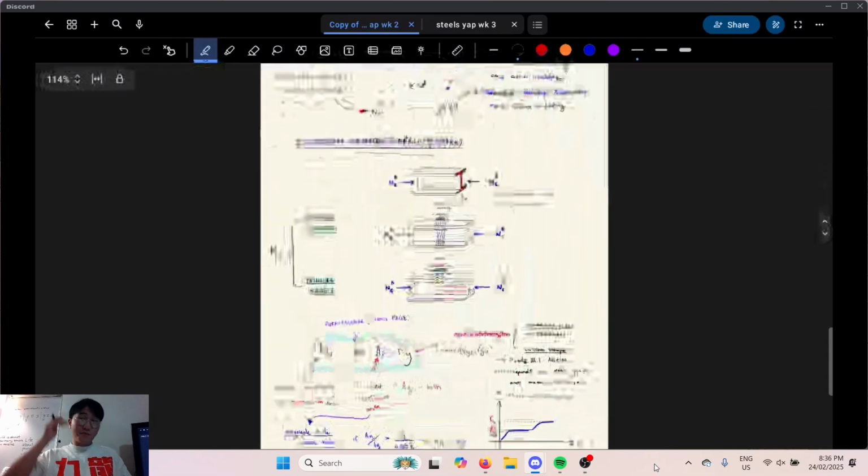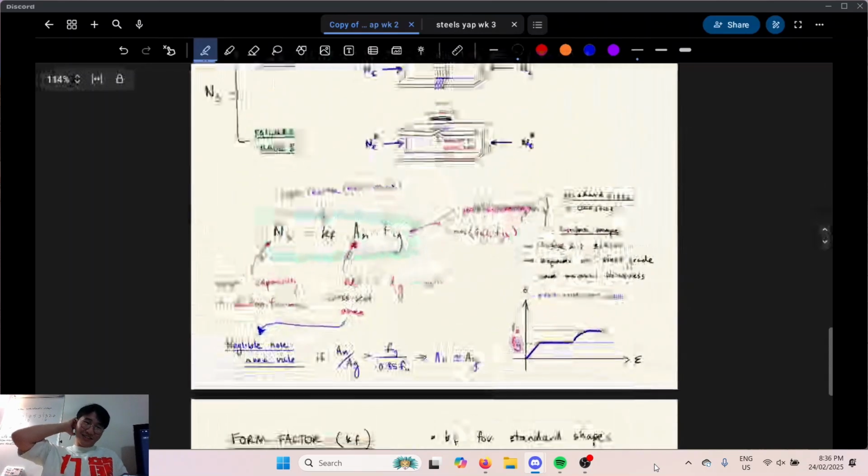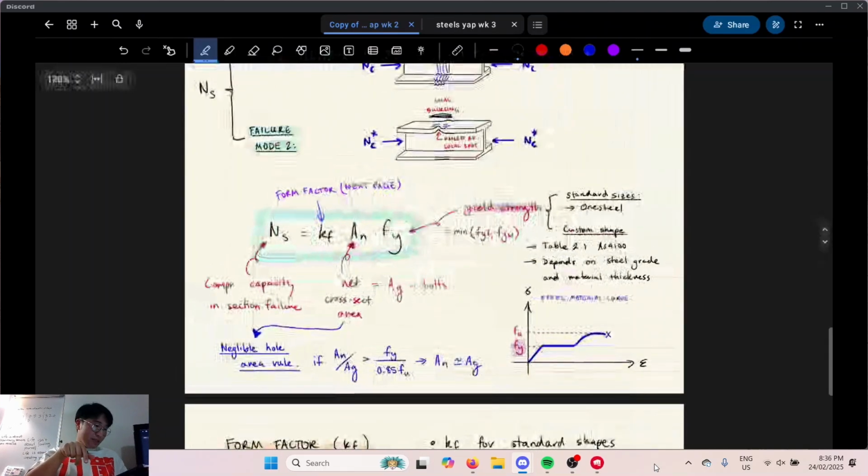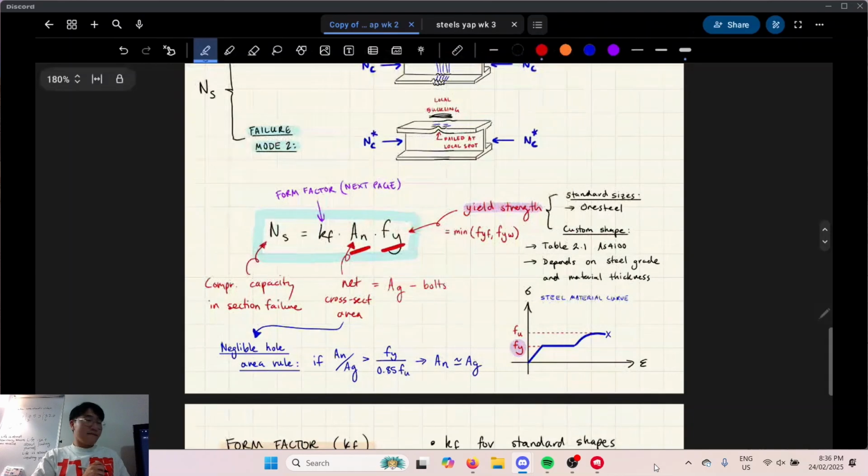Okay, so here's a formula. If you're going to write down anything, this is it. NS represents your section capacity, and then KF is your form factor, AN is your net section, and FY is your yield strength. So we've kind of seen two of these before, this and this.